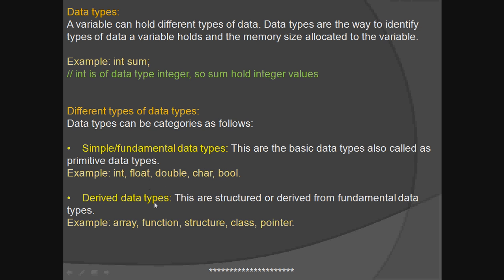Derived data types are structured or derived from the fundamental data types, and we have already seen these data types such as arrays, function, structure, class, and pointer. We shall go through all of these topics one by one. In the next class we shall discuss more on the data types and literals and constants, operators as such.